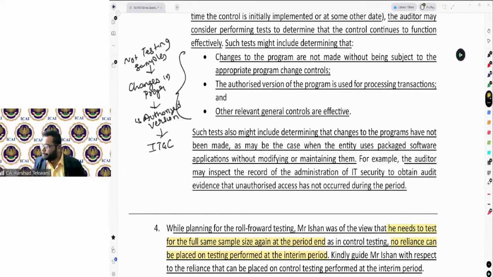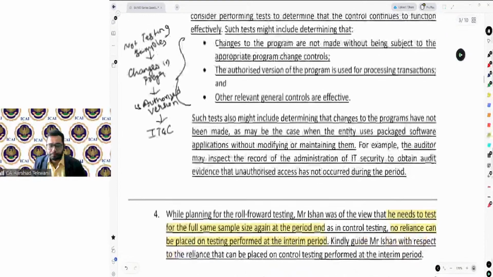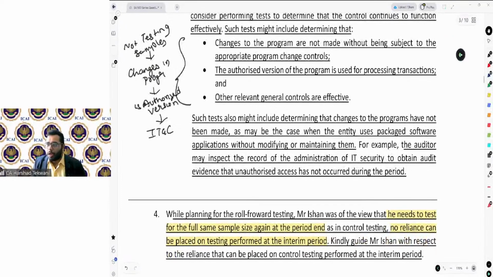Good, Purviben. Let us see the answer. Usually when I'm testing at the interim, I need to test at the roll forward, but the quantum of the roll forward depends upon the testing performed at the interim.